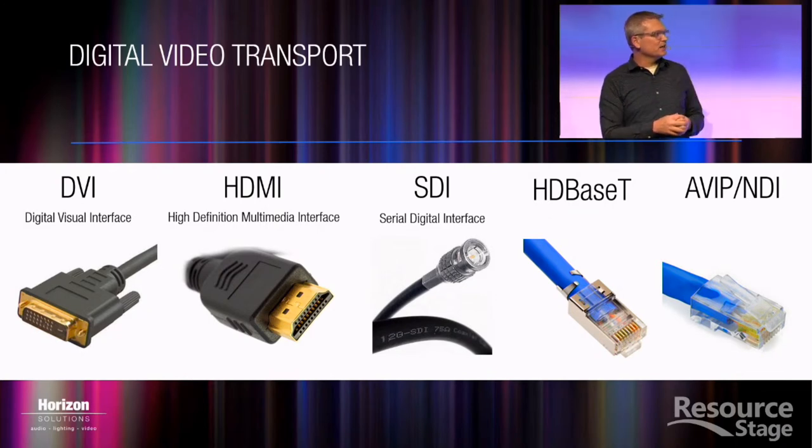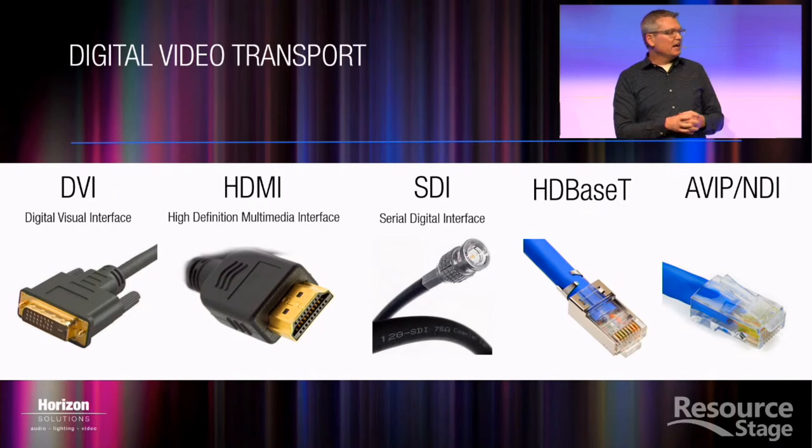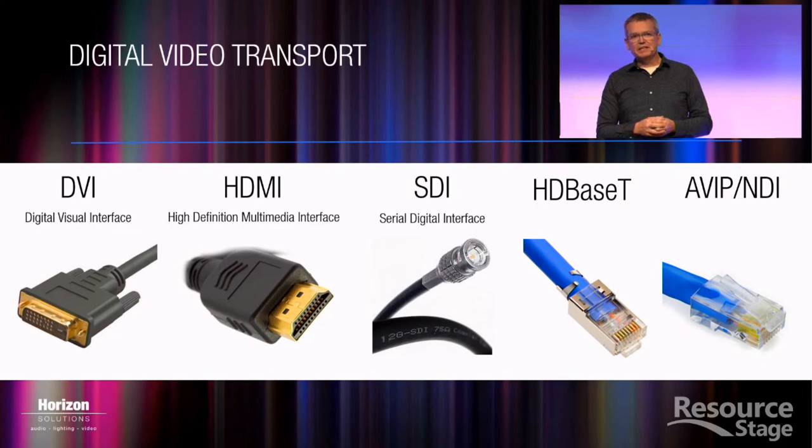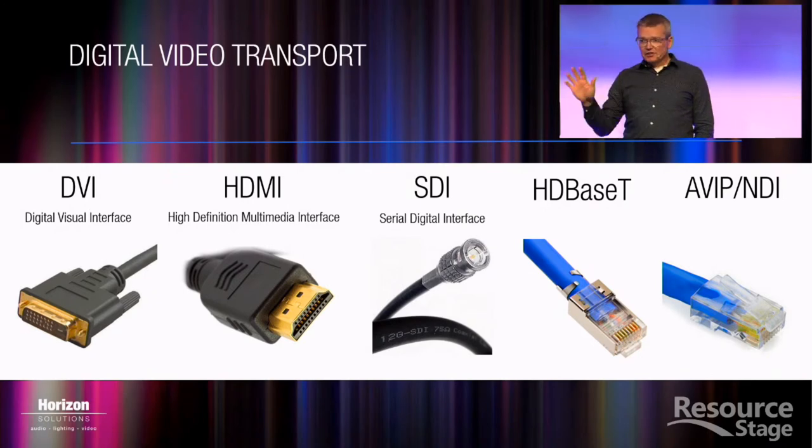What we're going to do is try to stick to these five things: DVI, HDMI, SDI, HDBaseT, and AV over IP, or in this case, we're going to talk specifically about NDI. And if you've got questions about any of the other sorts of digital signals out there, then we'll try to answer them. I would be lying if I tried to tell you that I am an expert in all things digital video.